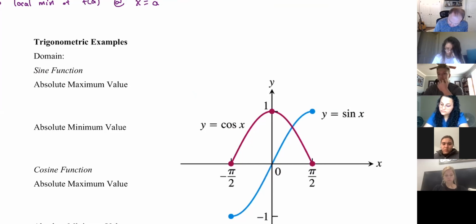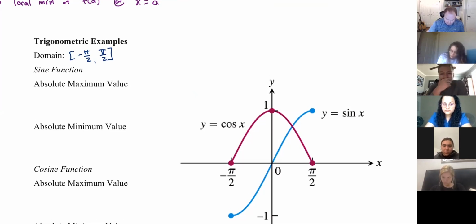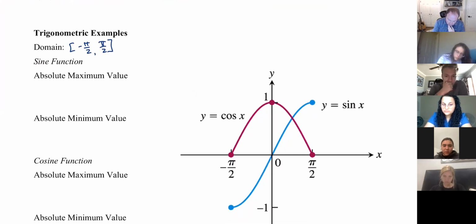So again, on the example down here below, we actually have the domain and range restricted. So the domain for the sine function is blue. We're looking at negative pi over 2 to pi over 2. And that's actually for both of them. We restricted it from negative pi over 2 to pi over 2. So if we're looking at the sine function, the one here in blue, think about what is the absolute maximum value. So if we were to look at sine, what value would be the absolute max? Anyone think they know?